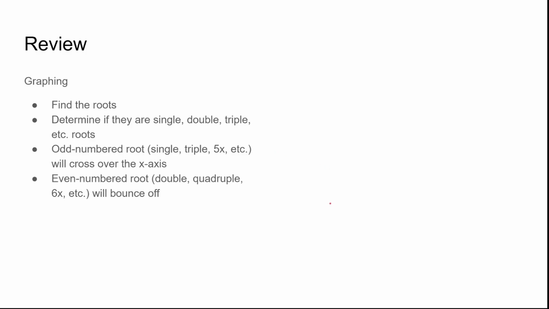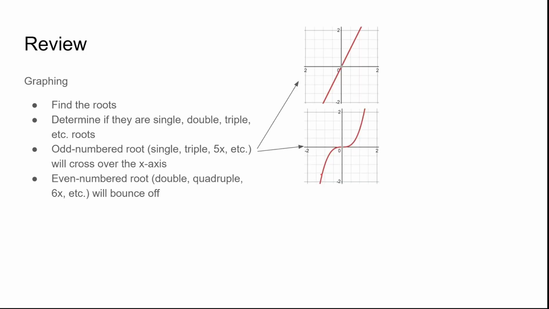So let's take a look at this visually. Up here we have a single root. It just crosses over the x-axis, like this. Here, this is actually a triple root. What a triple root does is it's going to flatten out a bit, and then cross over and keep going on its way. That works for all multiple roots, actually. And you'll learn why that happens when you get to calculus as well. An even number root, on the other hand, is just going to bounce off, like this. You can see here, this is a double root at x equals 0. It bounces off the x-axis.